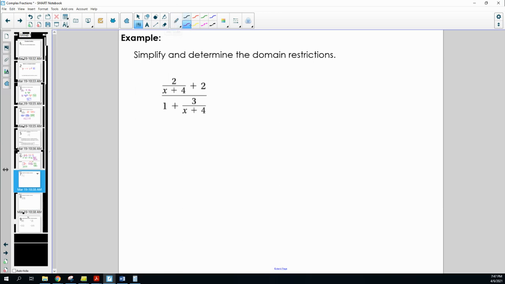So for this problem, okay, we're going to look at all of our denominators. So I have x plus 4, I have 1, and I have x plus 4. So my LCD is going to be x plus 4. So what I'm going to do is multiply x plus 4 over x plus 4. So the x plus 4, I'm going to multiply to both terms. So 2 over x plus 4 times x plus 4, the x plus 4s would cancel out. So that's going to give me a 2.